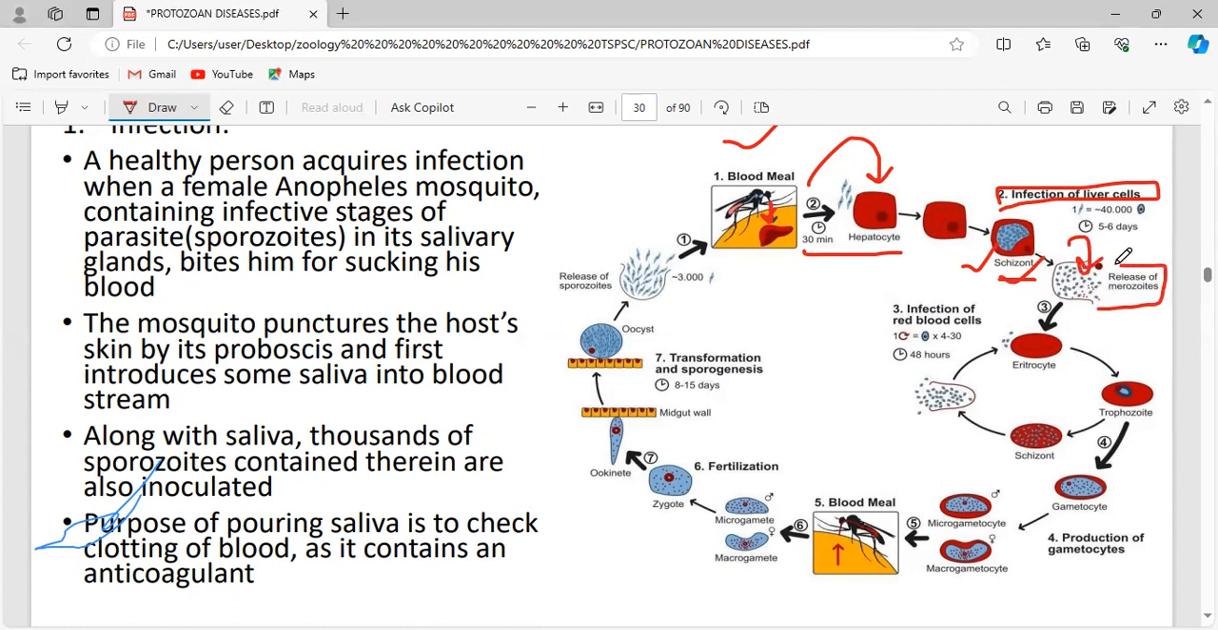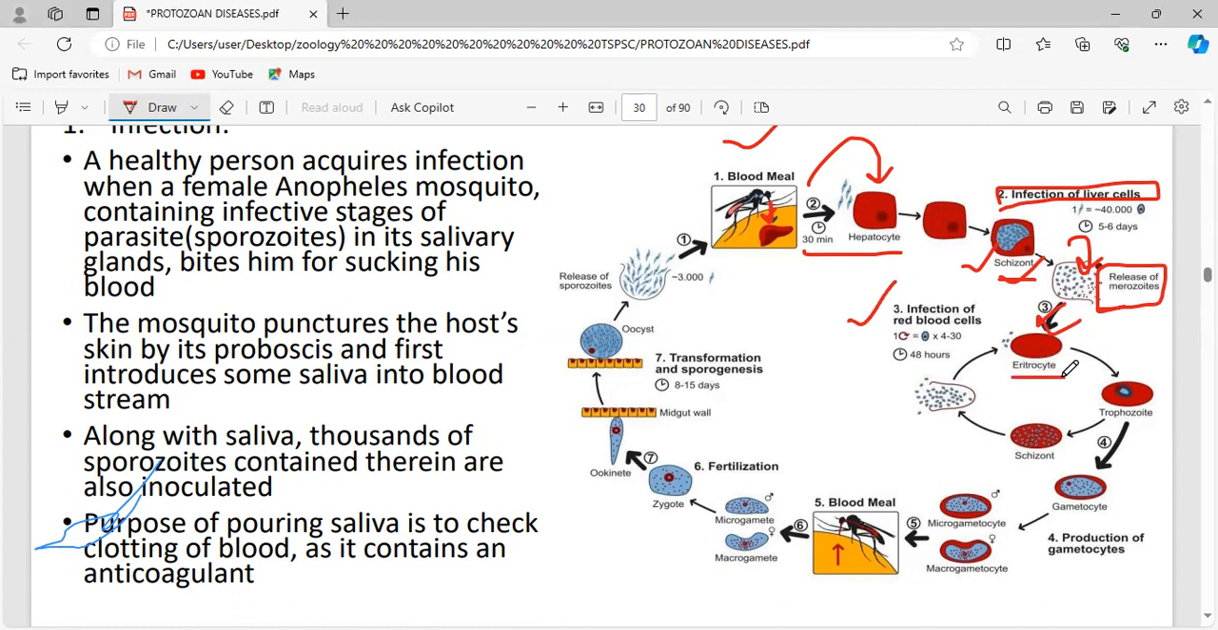Now, merocytes will be present. After the asexual reproduction called zygogony, it is going to give rise to many merocytes. Now, these merocytes will enter into the RBC. Now, the RBC will undergo the infection.